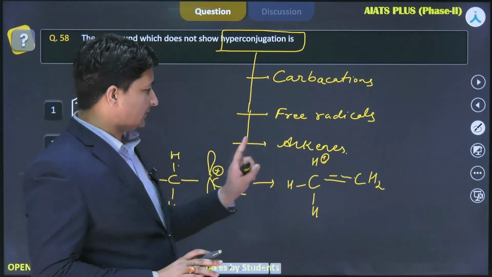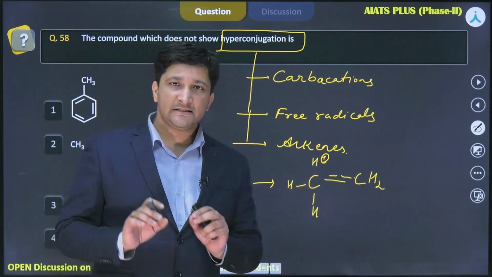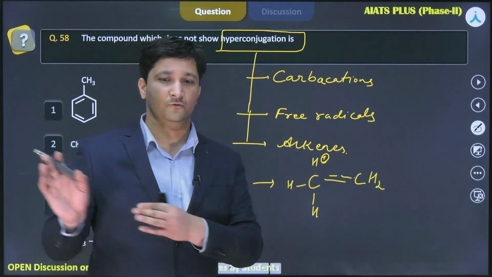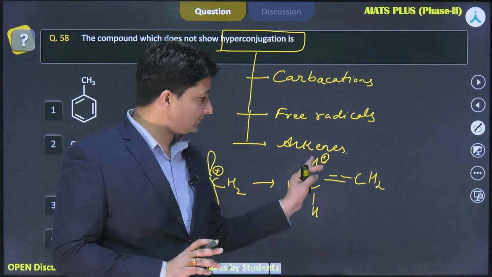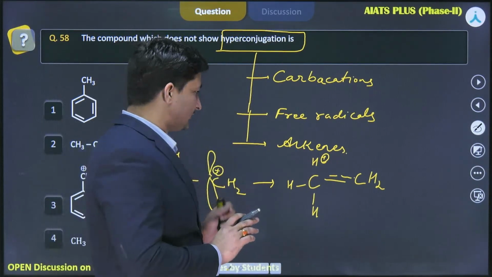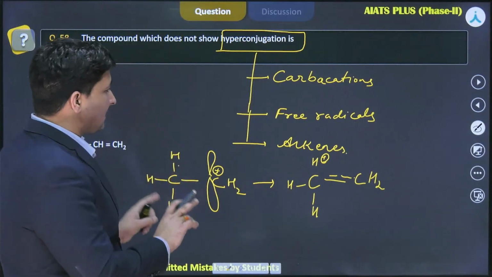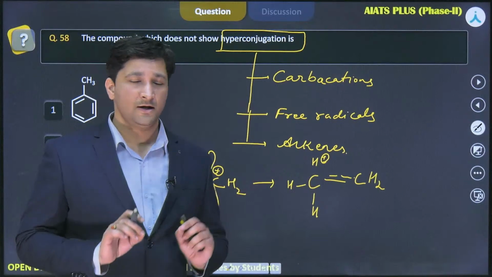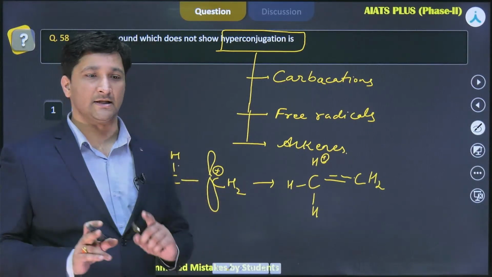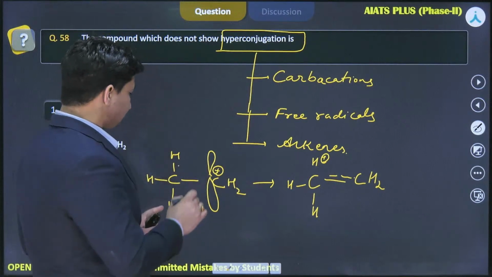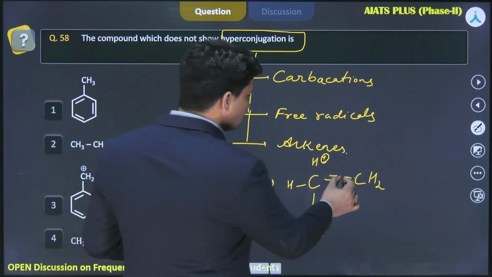But let me tell you one thing: this hydrogen is still there in the vicinity. It's not that it will move away from this system. It will always remain attached to this CH3 only. So this sigma to pi transfer increases the stability of carbocations. The same happens in the case of carbanions also. So this has a stabilizing effect.